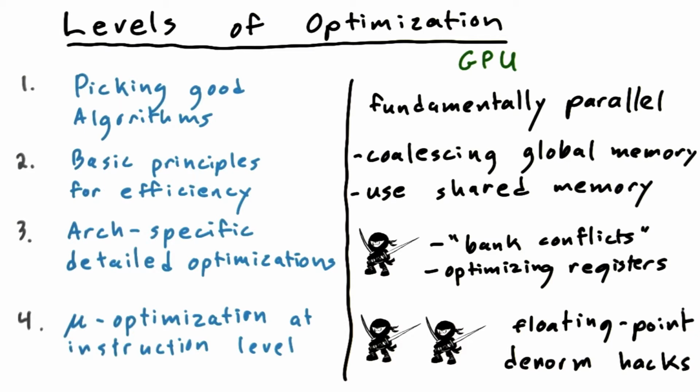One example that comes to mind is the use of floating point denorms in order to abuse the floating point arithmetic units for additional integer math performance. And this kind of stuff is just firmly in the Ninja category. You know, it's almost never worth the time or the code obfuscation that results, and we won't be talking about them at all today.